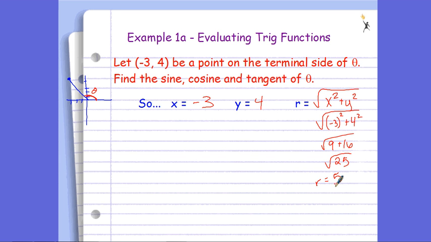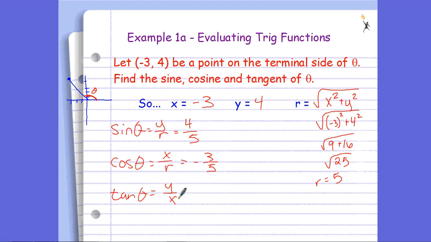According to your rules, sine of theta was y over r, correct? So in our case, it'll be 4 over 5. Is that simple? Cosine, according to your rules, is x over r, which in our case would be negative 3 over 5. And according to your rules, tangent is y over x, so in our case would be negative 4 over 3. That's simple.